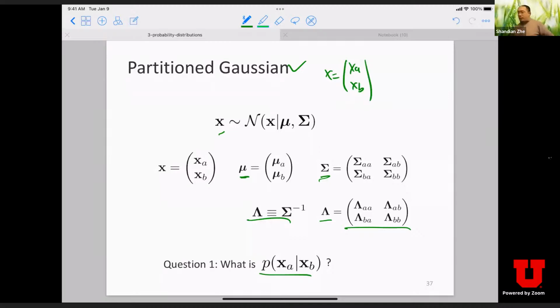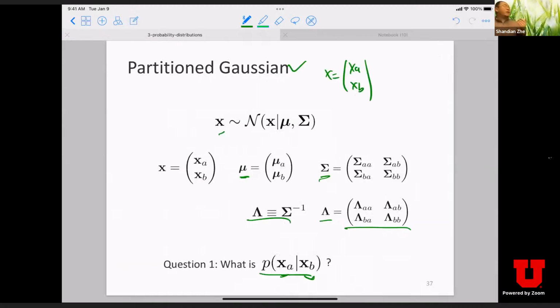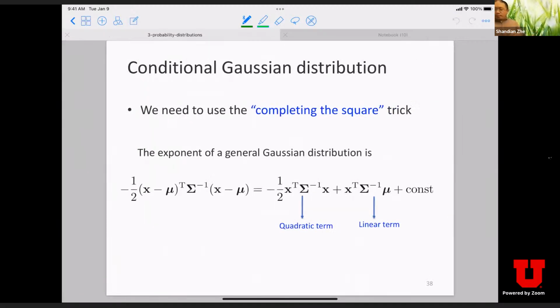And this distribution is called a conditional Gaussian distribution. Next, we're going to show how to derive this conditional Gaussian distribution, especially its mean and covariance. And by going through this derivation procedure, we're going to learn and master the so-called completing the square trick. And this is very, very useful.